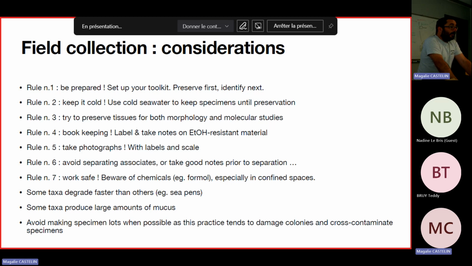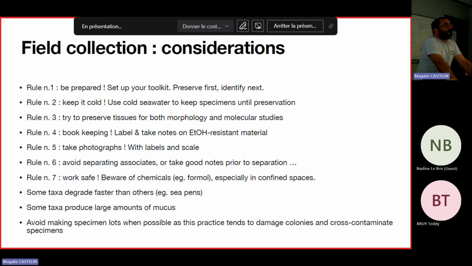We're trying to use methods to fix and preserve tissues that are compatible with both morphology and molecular studies. And this is usually molecular grade 80% ethanol. That works really fine for the octocorals. If you go above that percentage, the octocorals tend to dry up, and the polyps can fall down and you damage your sample. It gets dehydrated. And if you go below that, it's the DNA that gets degraded.